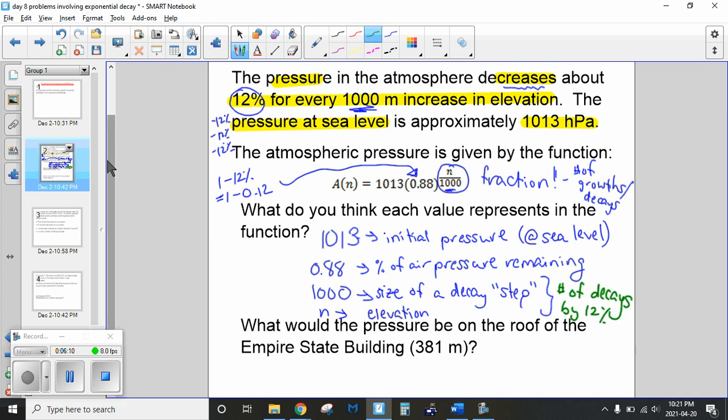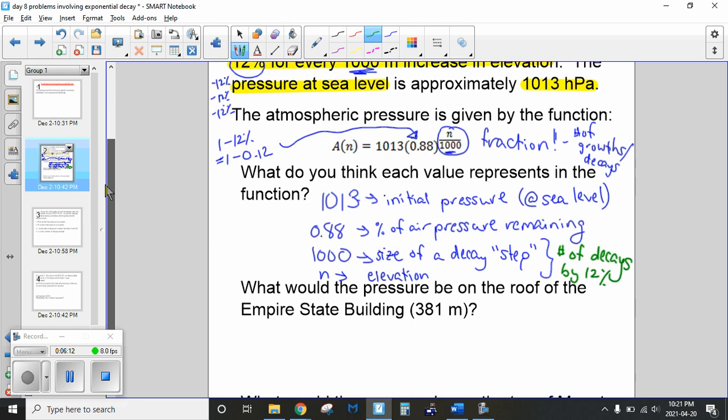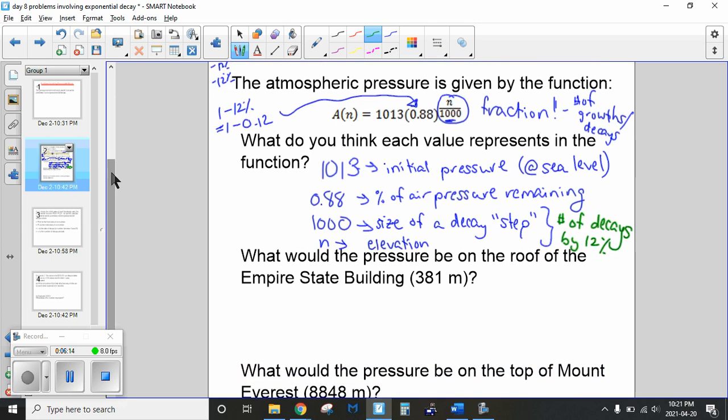Okay. So there's a lot packed into that formula that we had to kind of pick apart. But now these questions should be pretty straightforward. What would the pressure be on the roof of the Empire State Building? So at an elevation of 381 meters. So our elevation, that's going to be 381.